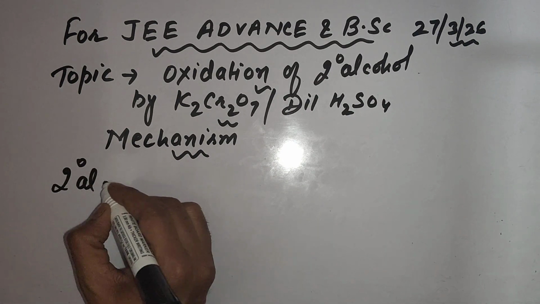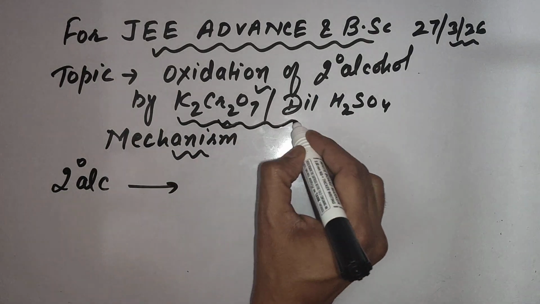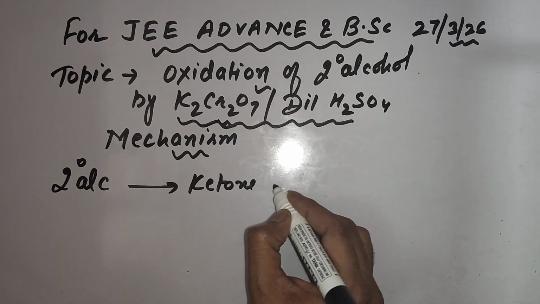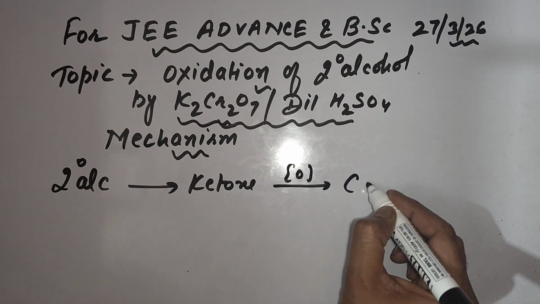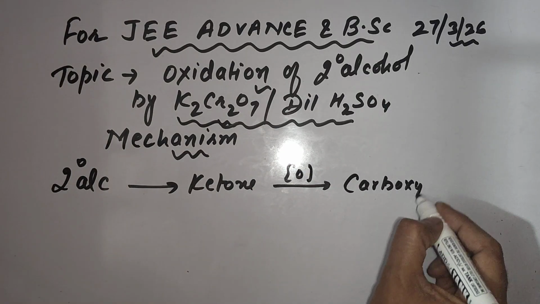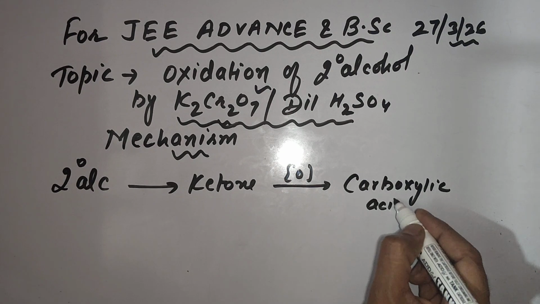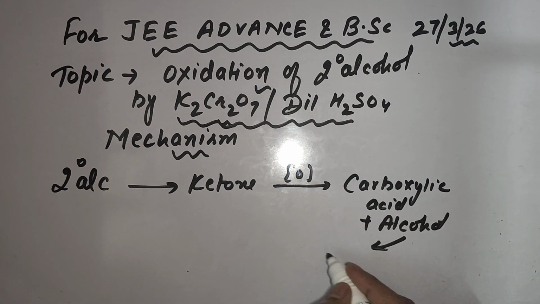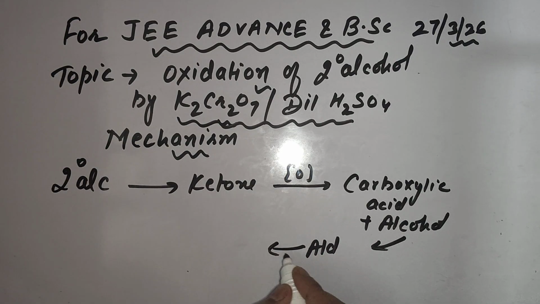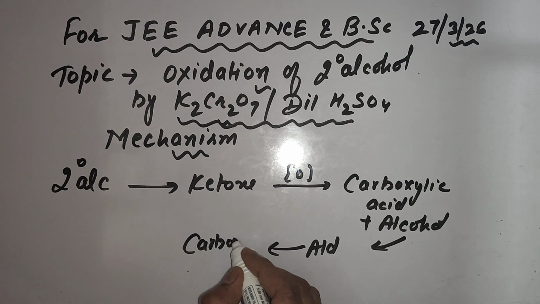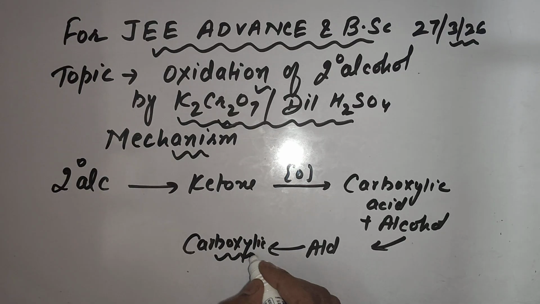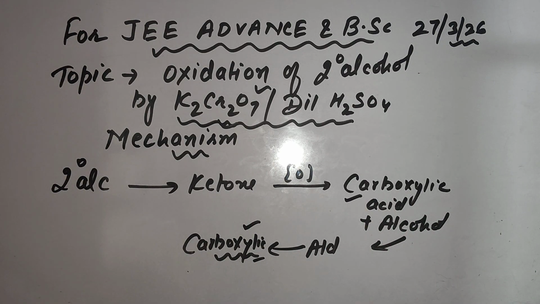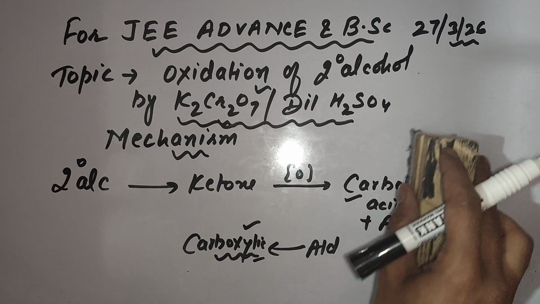2-degree alcohol on reacting with K2Cr2O7 and dilute sulfuric acid will firstly create ketone, which will further oxidize to carboxylic acid, plus alcohol, which will further oxidize directly to aldehyde and carboxylic acid. Means final compounds will be carboxylic acids. Now let's check what is the mechanism behind it.